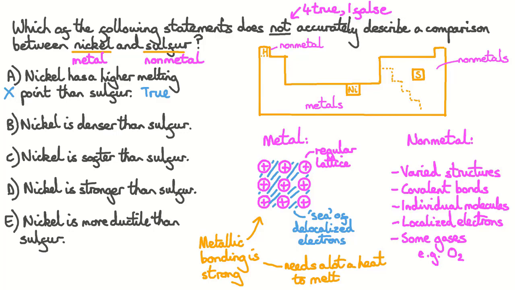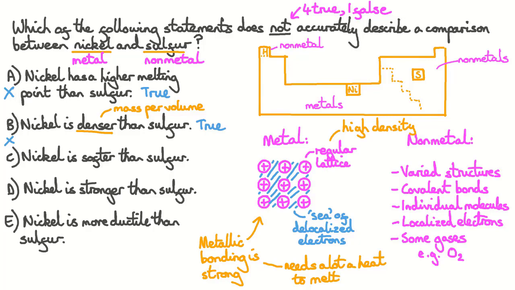Let's move on to B, that nickel is denser than sulfur. Density is a measure of how much mass there is in a certain volume. Metals have a closely packed, regular lattice structure of the atoms. This means that they have a high density. Nonmetals, on the other hand, don't always have lots of atoms in a small space, and nonmetals tend to have a low density. So the statement that nickel, a metal, has a higher density than sulfur, a nonmetal, is true. So again, this is not the right answer.